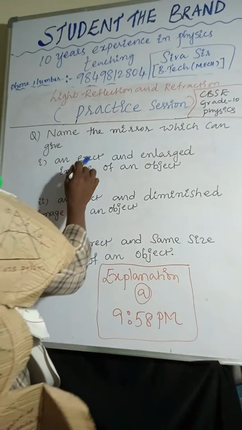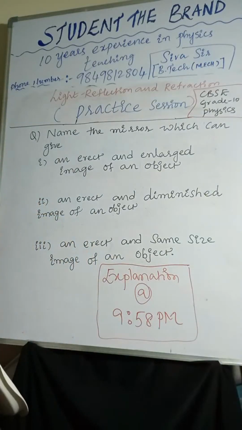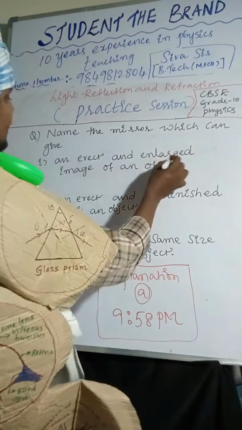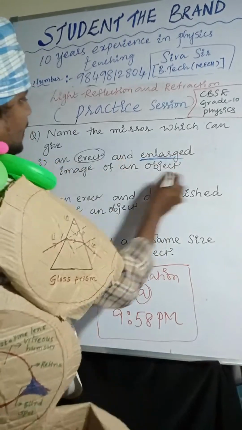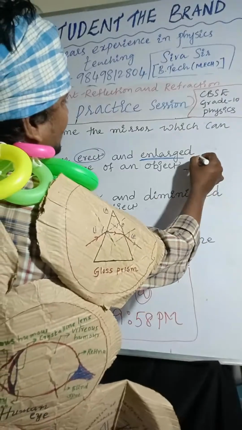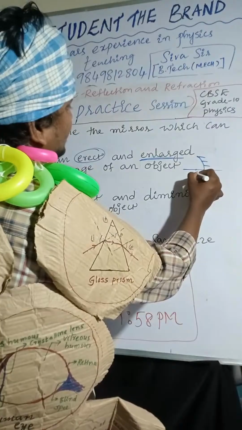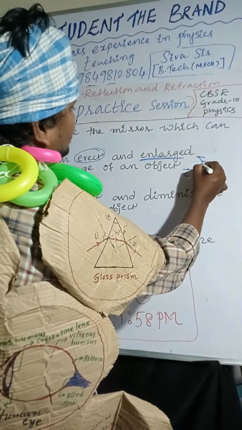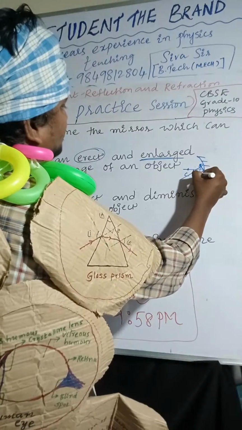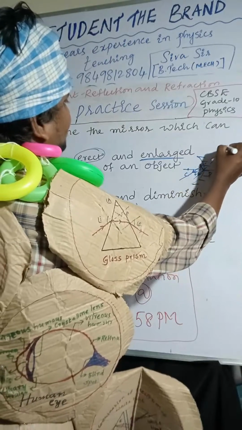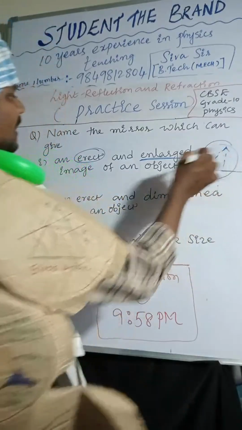Here you can see an erect and enlarged image of an object. In the concave mirror's last case, you can see the pole, focus and center of curvature. If you place the object between the pole and focus, the image will form here, and it will be a virtual, erect and enlarged image.